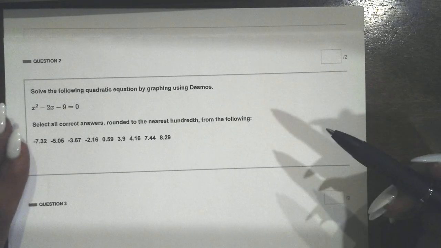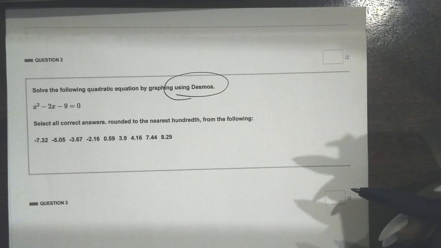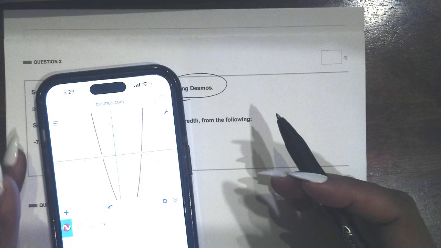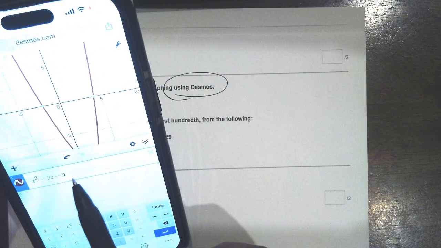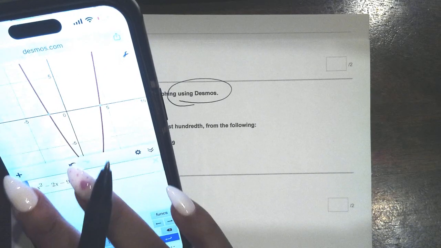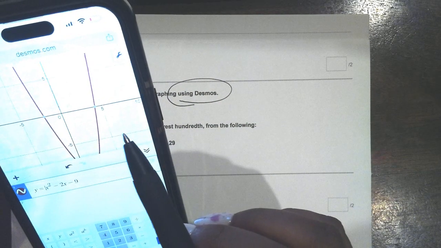So number 2, we have x squared minus 2x minus 9, and it says use Desmos. So I'm expecting you to use Desmos. So I'm going to go ahead and look in Desmos really quickly. x squared minus 2x minus 9. Please do not put equal 0 in there. Do not put equal 0 in there, okay? But you do need to put the y equals in the front. Y equals.